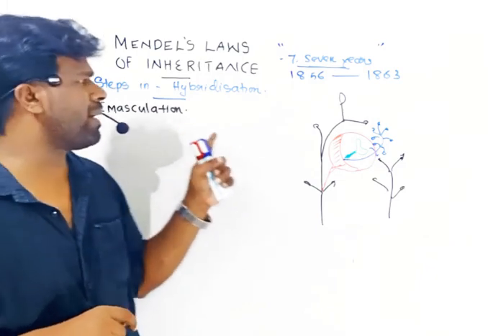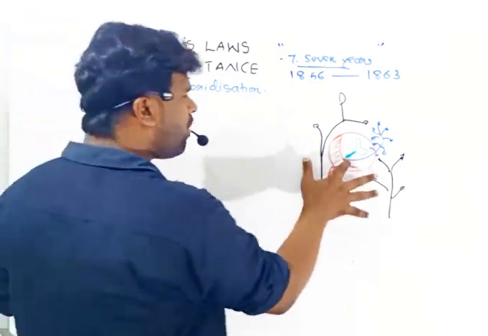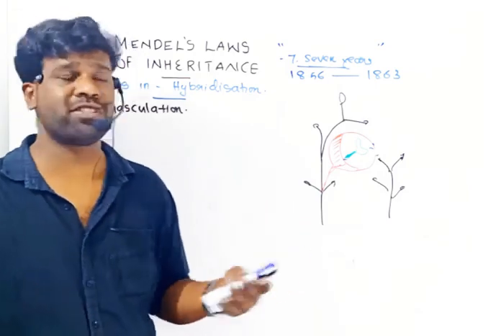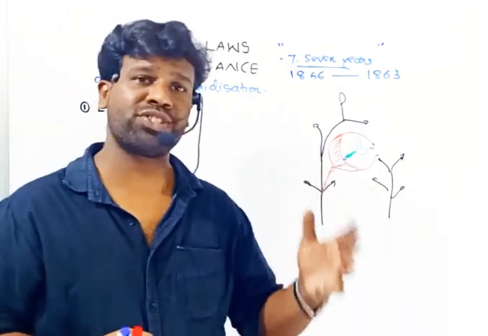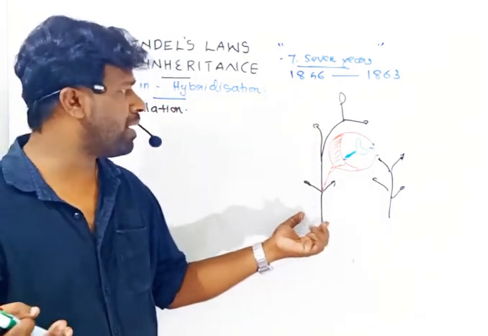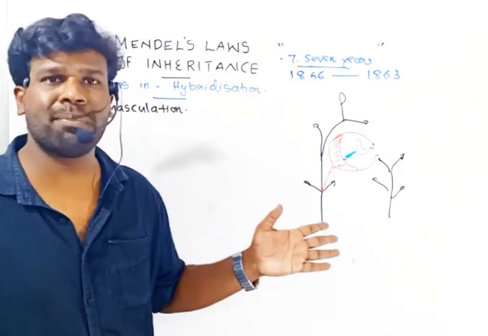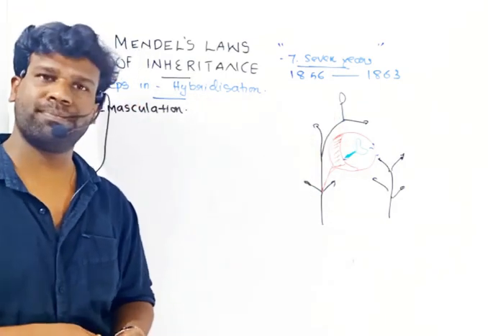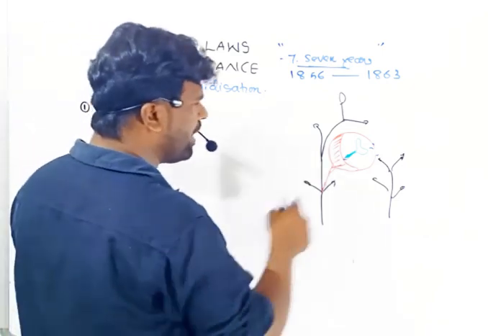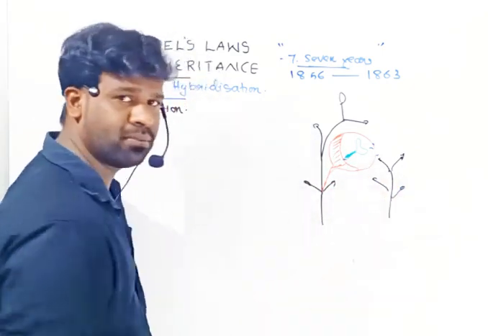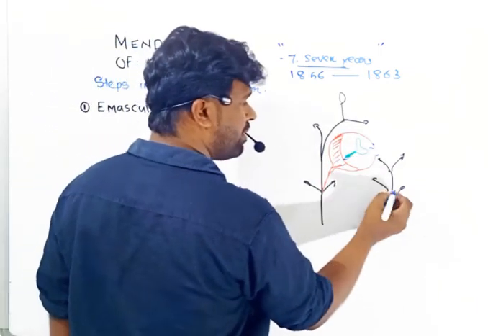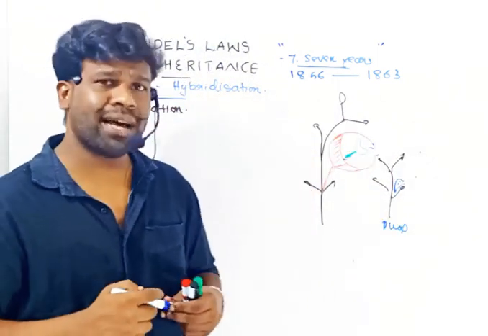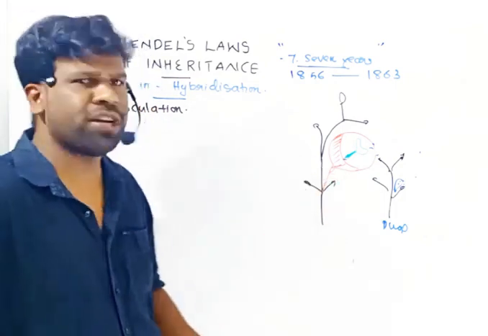Here the first step in hybridization is emasculation, meaning removal of the anther or stamen from this bisexual flower. Now this plant becomes a female plant because the anther, the male sex organ, is removed. Our target is to pollinate this plant with the pollen grains collected from the dwarf plant.